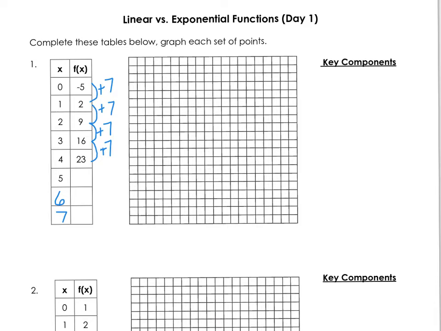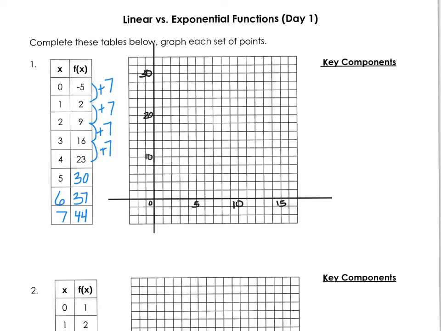So now I can continue this pattern to fill in the other values. So 23 plus 7 would be 30, 30 plus 7 would be 37, and then 37 plus 7 more would be 44.